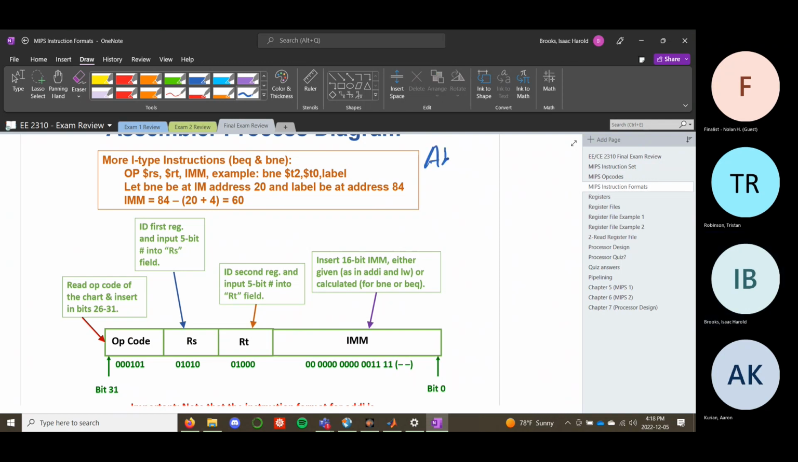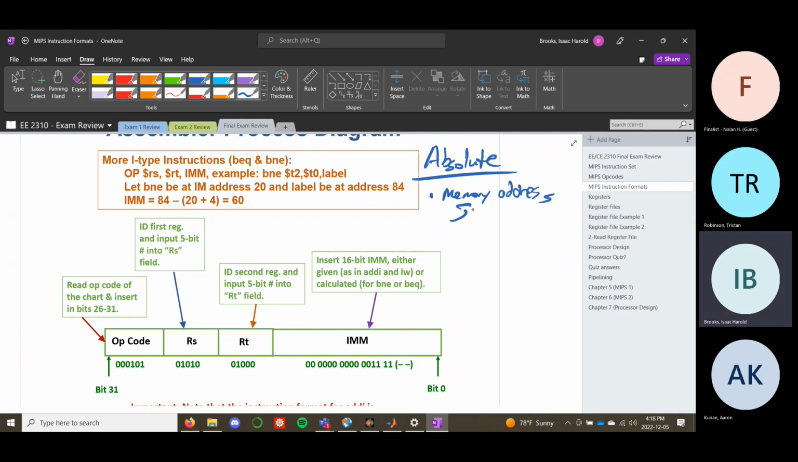An absolute jump, which doesn't exist with these, would say you give it a memory location and you jump to that memory location directly. A relative jump, which is what these ones are, is you give it an offset. So you need to know the address that you're on before you can go. The example that they give in this slide set is you have a branch instruction, and you're at address 20.